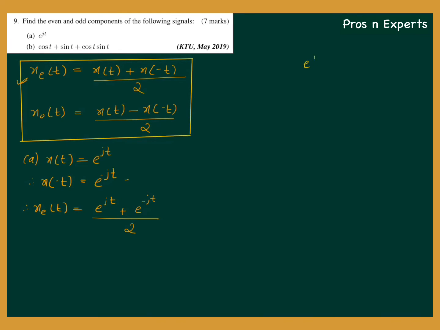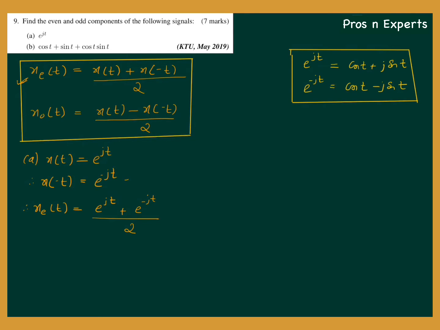What is e to the power jt? That is cos t plus j sin t, right? And what is e raised to minus jt? That is cos of minus t, which is cos t, plus j sin of minus t, which becomes minus j sin t. So you should be thorough with these two results also. These results are very much needed in many problems that you would come across in this course.